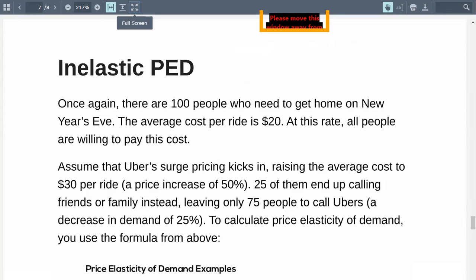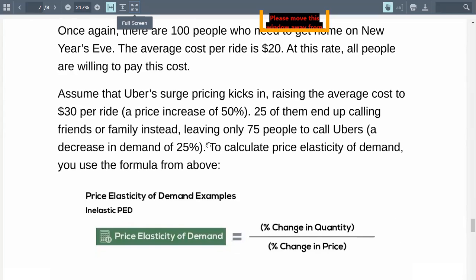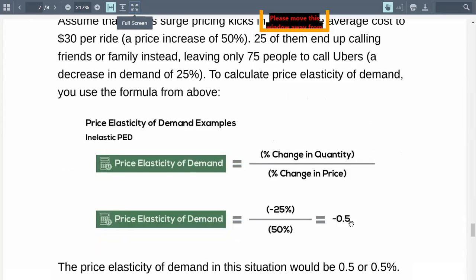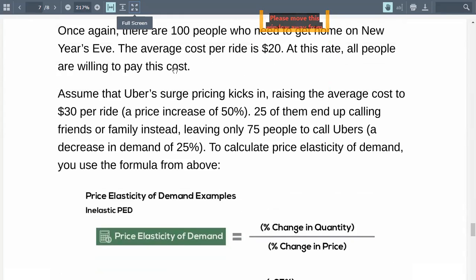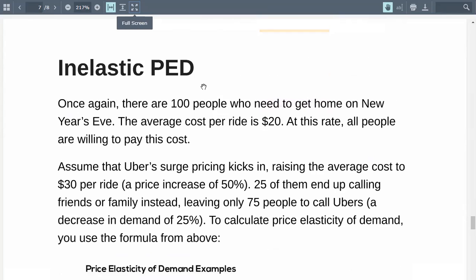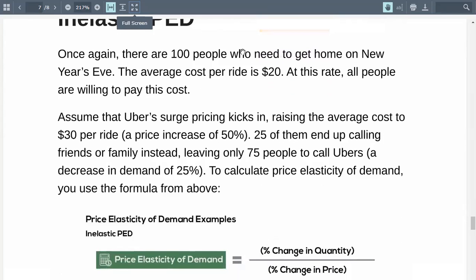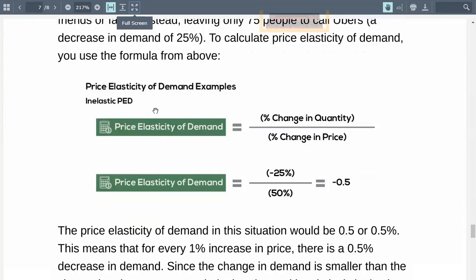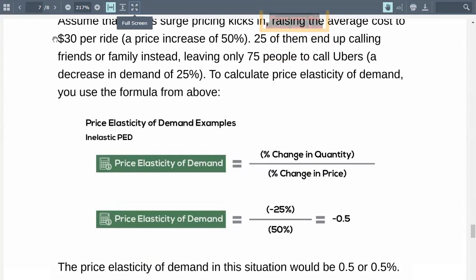Then inelastic demand: when the value is significantly low, for example 0.5, which is less than 1, it means that the change in price does not cause a significant change in quantity demanded, or the change in price is greater than the change in quantity demanded, so it creates an inelastic demand. We're going to be looking at each value separately in the next video, in order to understand different degrees and values of PED.